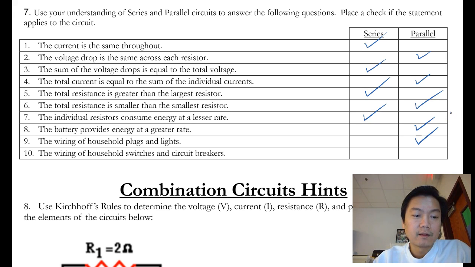And number 10, the wiring of switches and circuit breakers. So those things are meant to interrupt, right? You want to put them in series so that when they break, everything goes off in that circuit. Okay, make sure you go back to this chart if you need a review.